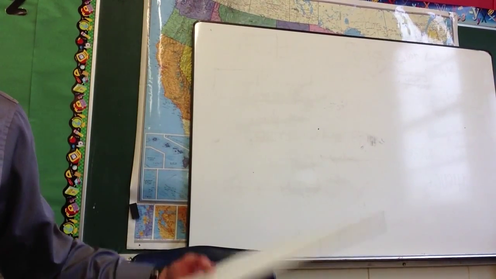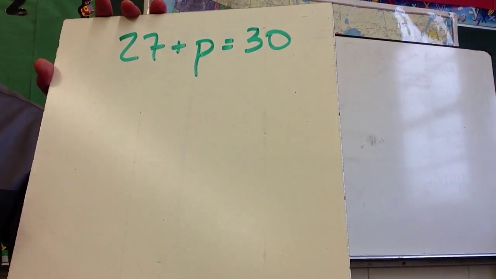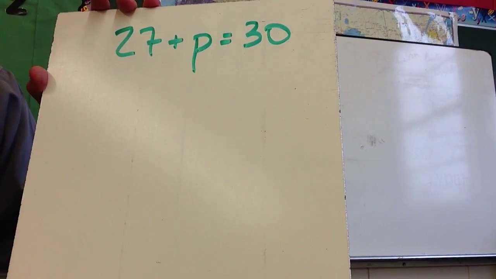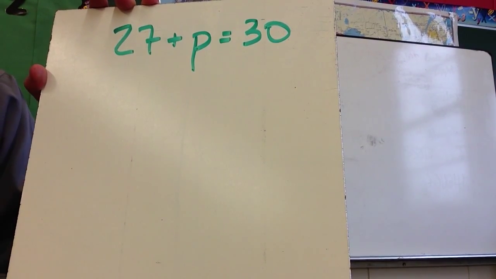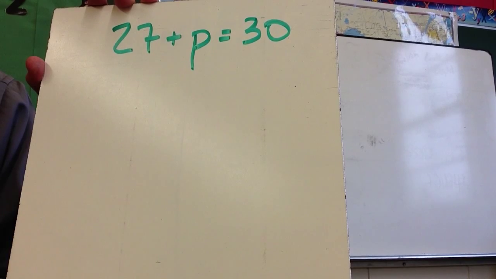Now let's have you practice one. 27 plus p equals 30. Please pause the video at this time to practice this problem.